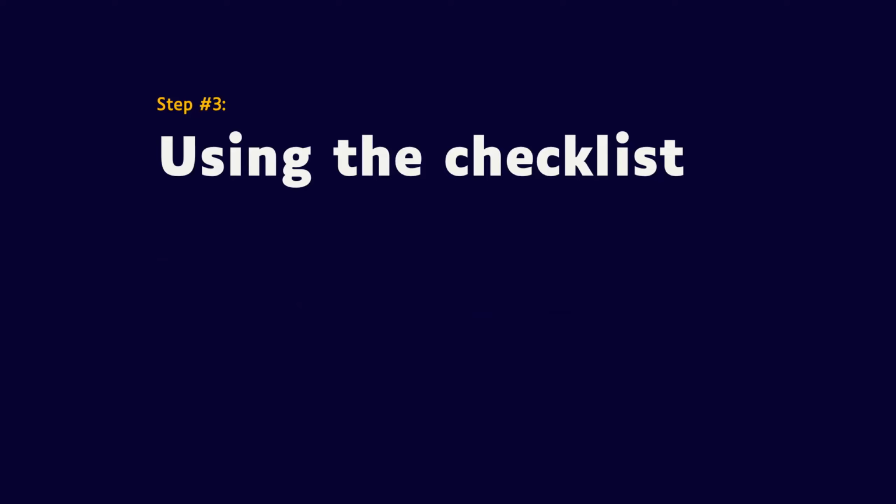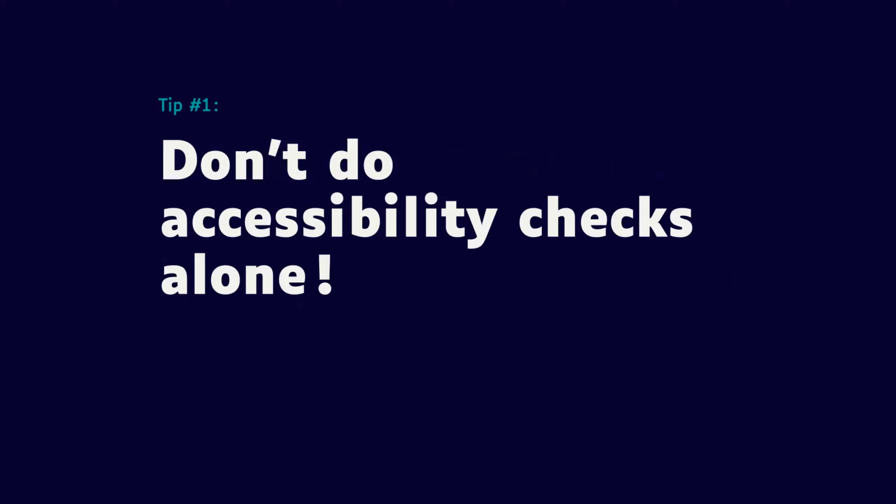Which is leading me to the third part, which is using the checklist. And here I can gather some recommendations, some tips. The first one would be don't do accessibility checks alone. Accessibility checks are like design or code review. You need a fresh pair of eyes to do it.